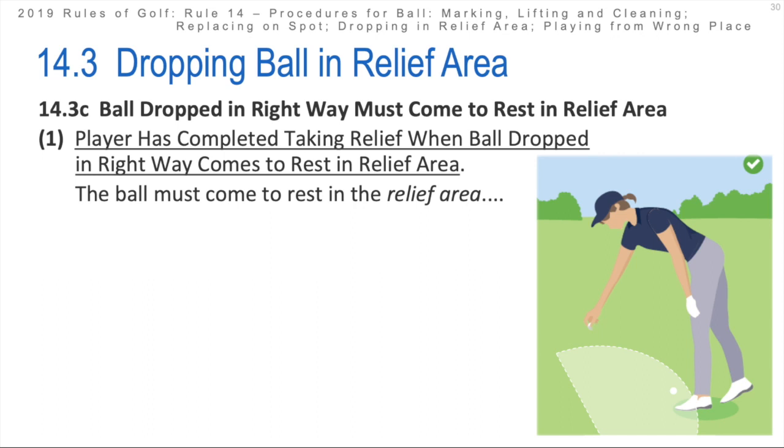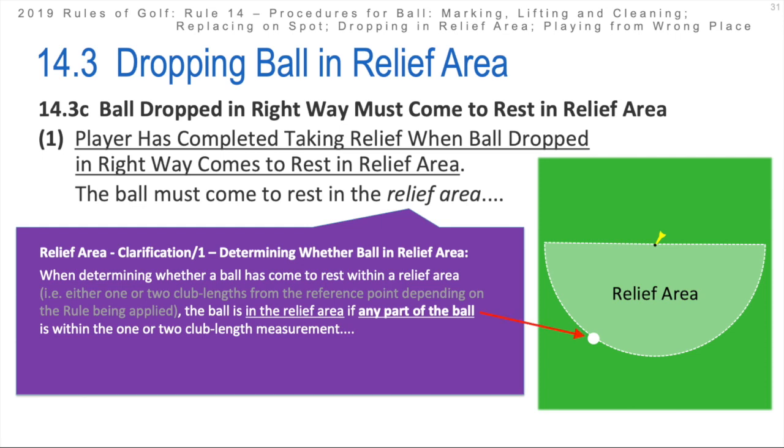So let's say you're dropping it in the right way. We have this stipulation that the ball has to come to rest in the relief area. Makes sense. It's where you're supposed to play from. It's where the ball has to end up. So you've completed taking relief when you've dropped it in the right way and it remains in the relief area. And just to clarify, if the ball is half and half, in other words, half of it's in the relief area, half of it's not, or basically any part of it is in the relief area, then that ball is considered to be lying in the relief area, so that would be okay. That would be a good drop.